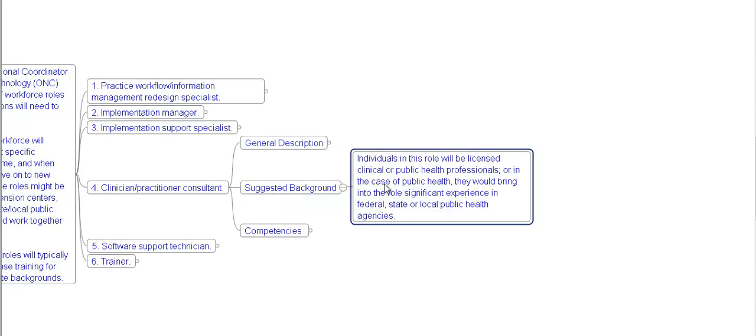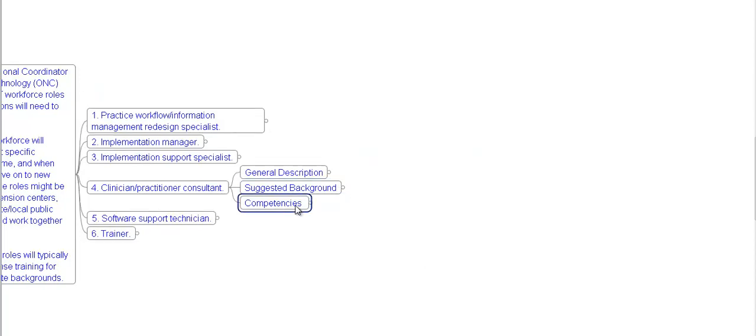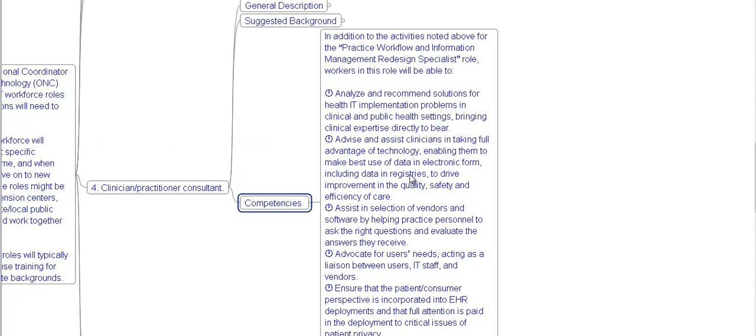Suggested background. An individual in this role will be a licensed clinical or public health professional, or in the case of public health, they would bring into the role significant experience in federal, state, or local public health agencies. Competencies.